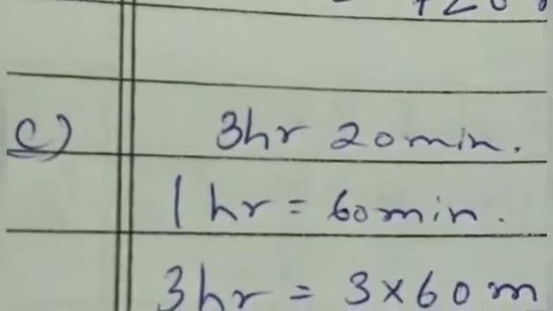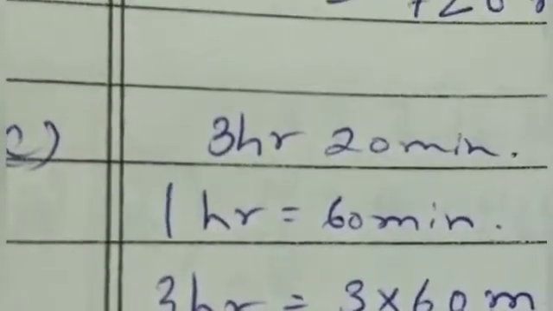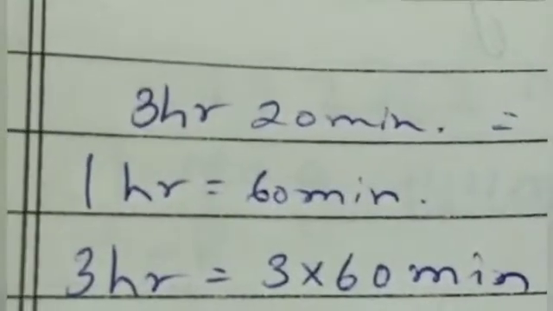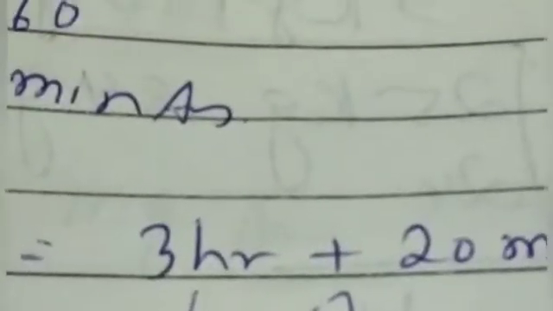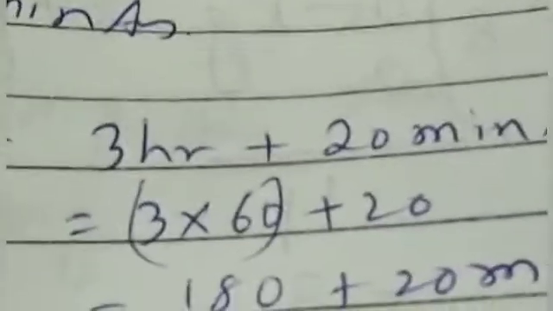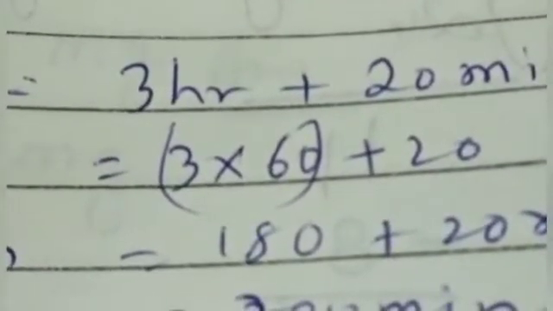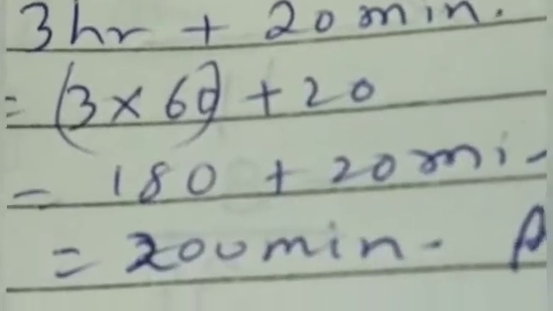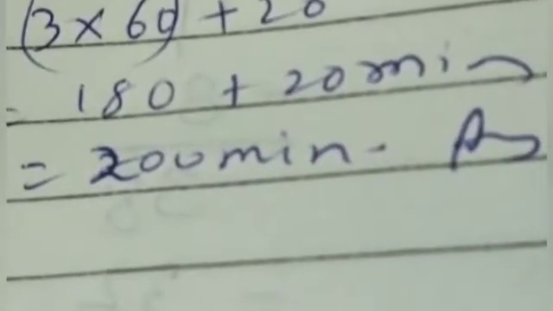Likewise, we'll do question number C. Here hours and minutes both are given. So 3 hours and 20 minutes means 3 hours plus 20 minutes. We'll write 1 hour is 60 minutes since we know that. So we'll multiply 3 hours with 60 and add 20. That will give us 180 plus 20 minutes, 200 minutes answer.